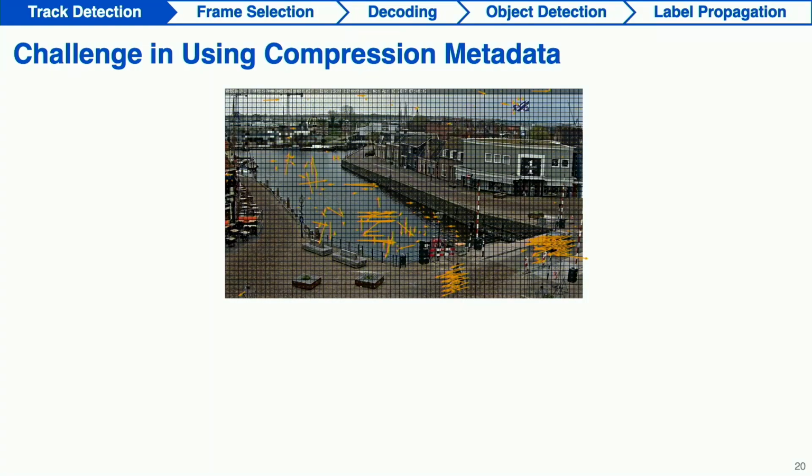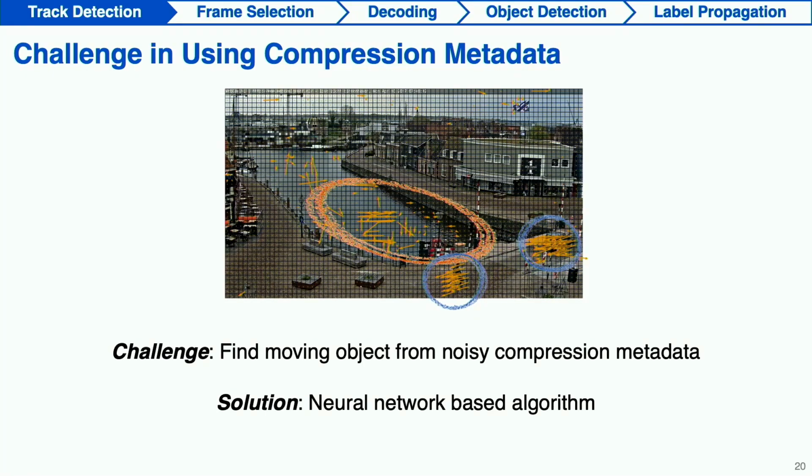That having said, now have a look at this picture. This picture is showing an example of a motion vector field. If we look closely, we can see consistent patterns appearing where moving objects are. But at the same time, similar patterns can also appear due to noise from lighting or the ripples in this case. So the challenge here is to find the moving objects from this noisy compression metadata.